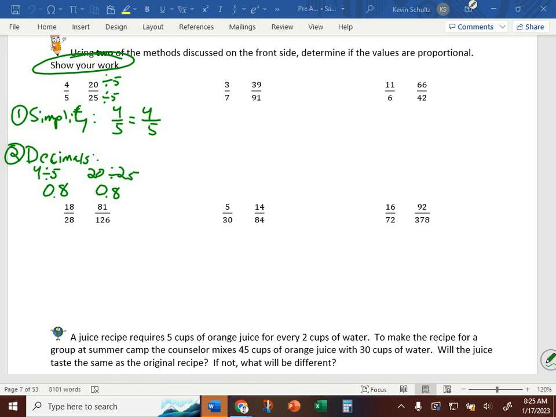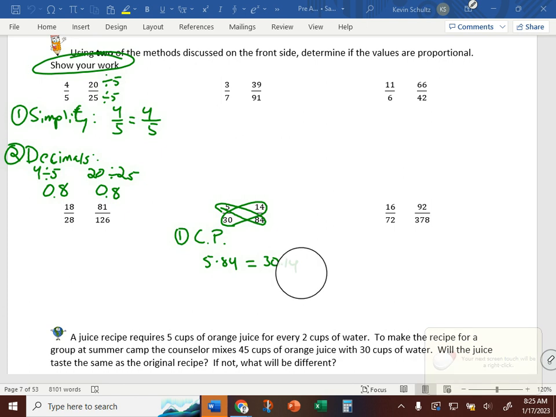Let's do 5/30ths and 14/84ths. Give me one method that you'd like to try. Cross product. Good old CP. Okay? So using that, we're taking 5 times 84 and 30 times 14. And we're seeing if they are equal.